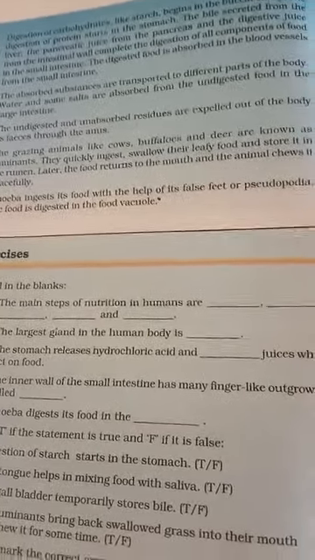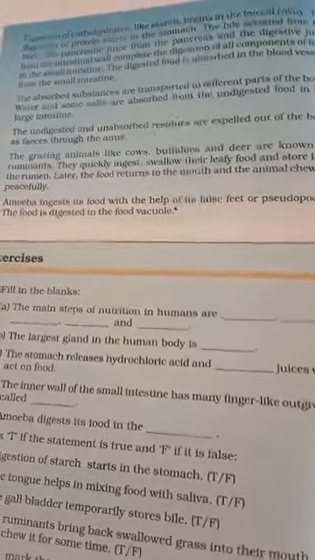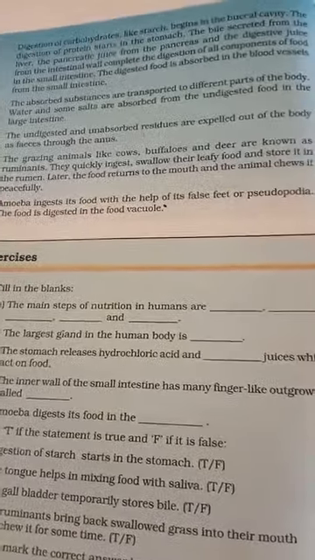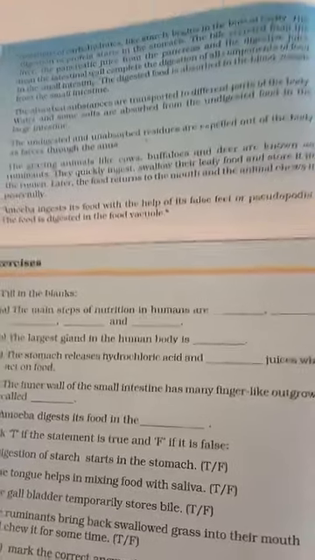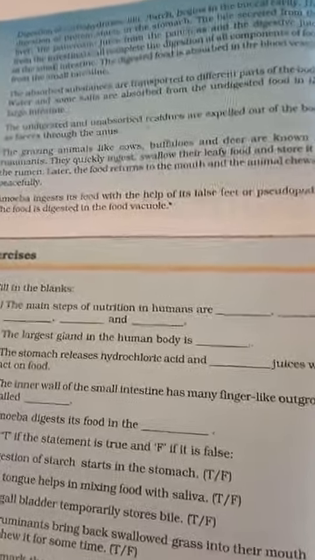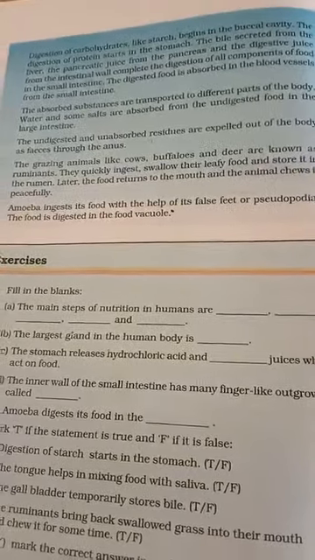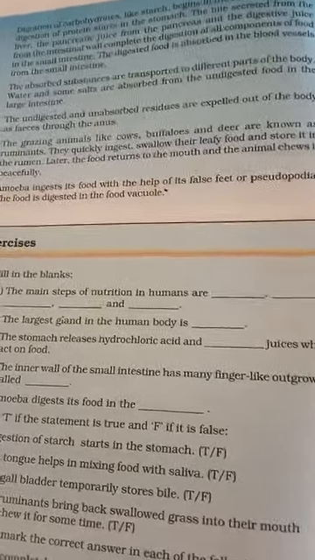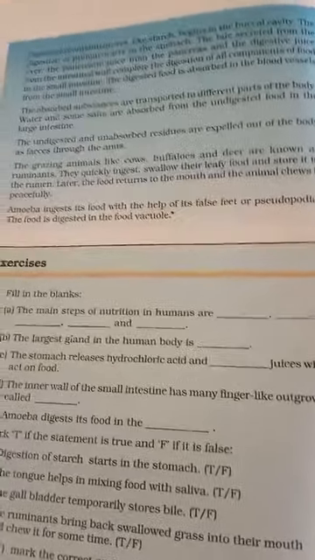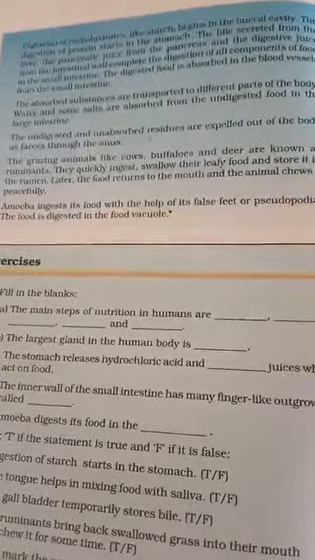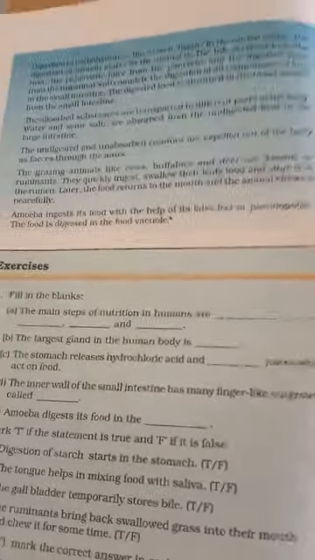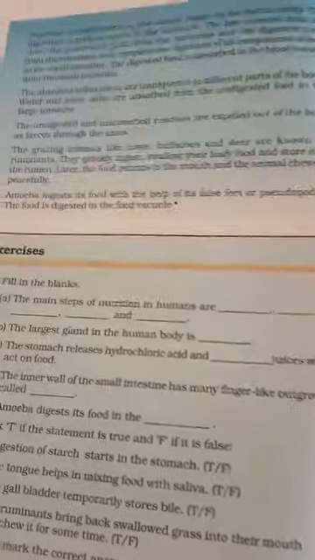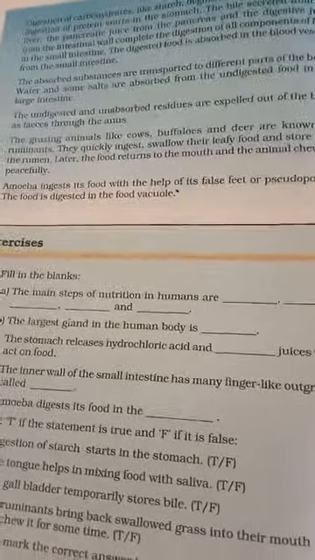The water and some salt are absorbed from the undigested food in the large intestine. What is the main role of the large intestine? It absorbs water and some salt from the undigested food. And the undigested or unabsorbed waste material is expelled out of the body through the anus. That is the last process. Through the anus, that process is known as what?